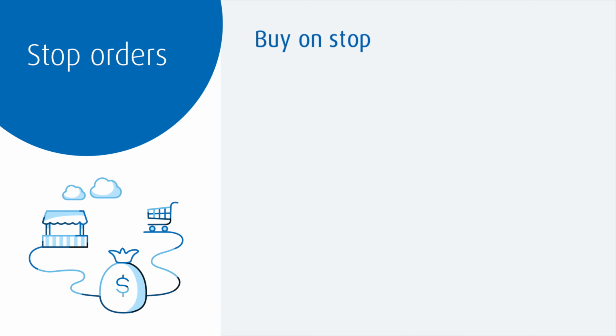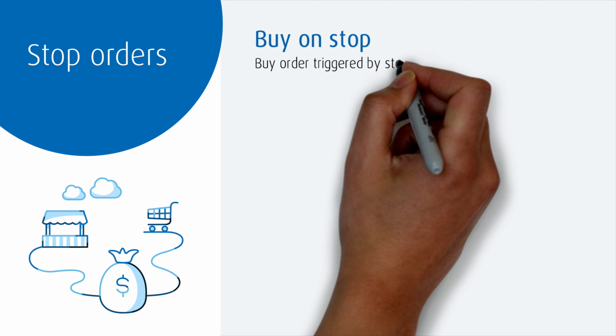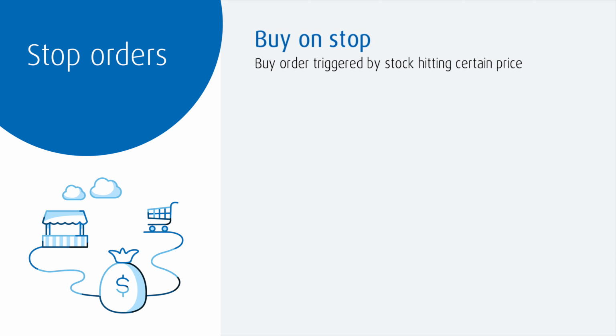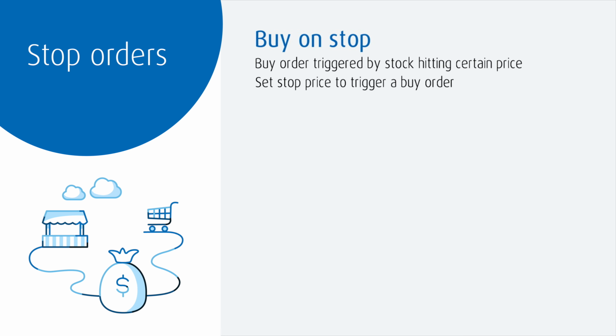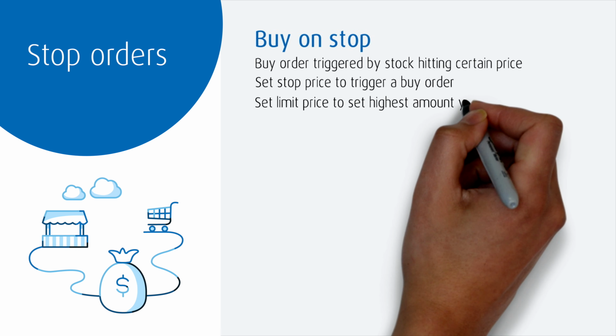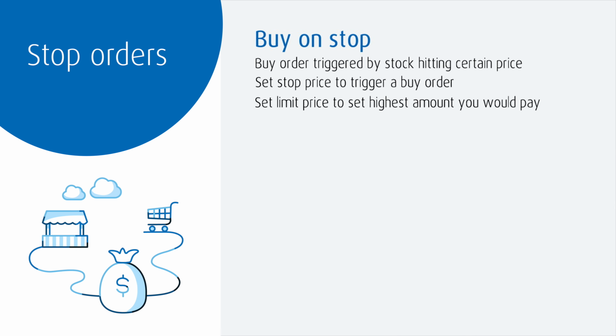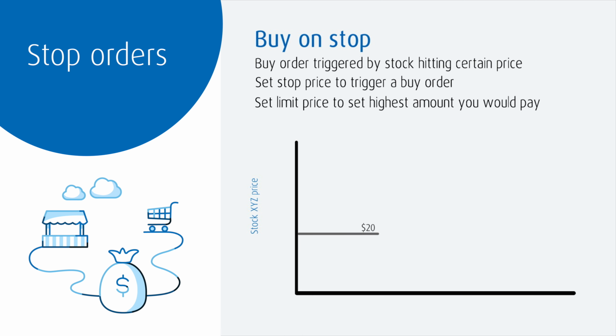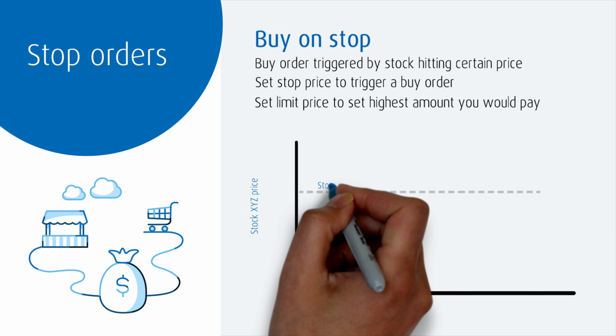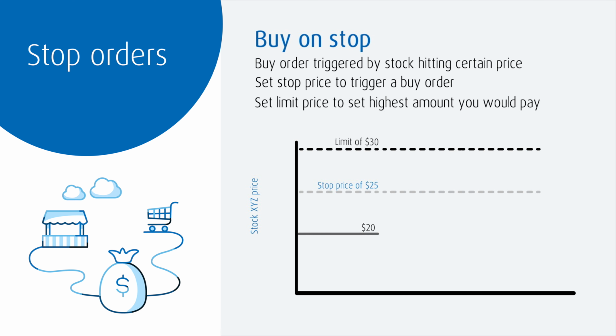Buy on stop order. A buy on stop order is a buy order that gets triggered when a stock hits a certain price. You would set not only the stop price to trigger your buy order, but also a limit price to specify the highest price you would be willing to pay if your order gets triggered. For example, if a stock is trading at $20 per share, and maybe you think that the next quarterly earning report will make or break the company's fortunes, you could place a buy on stop order with a stop of $25 and a limit of $30.